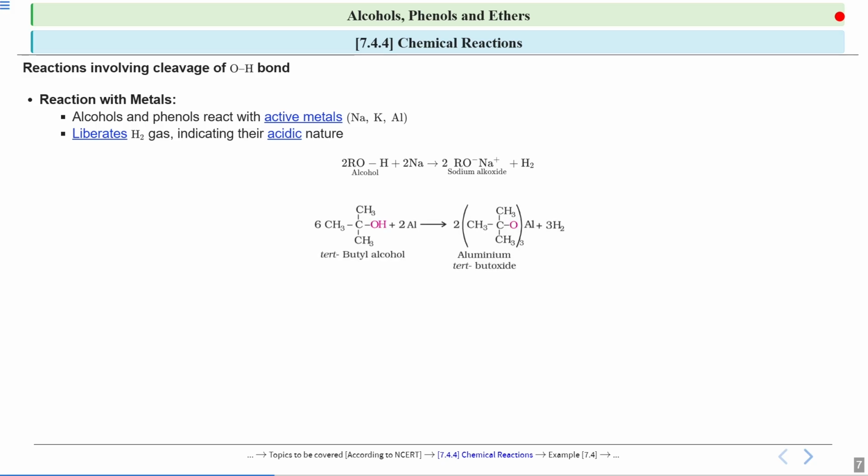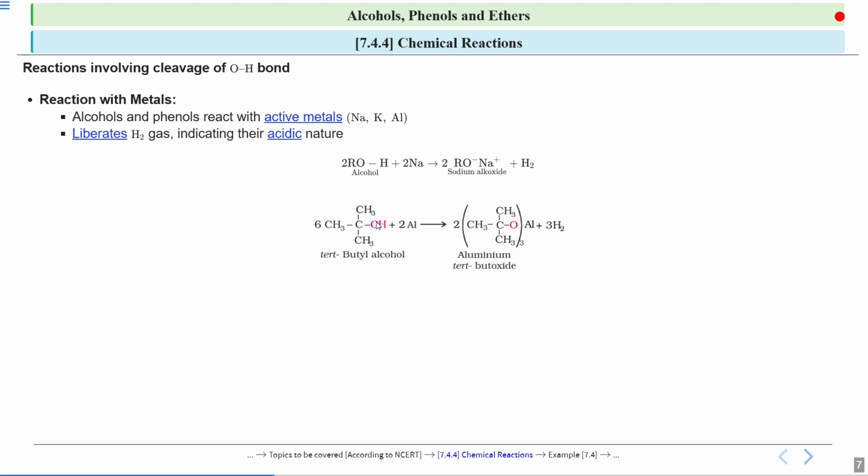Similarly, look at this. This is tertiary butyl alcohol. Why is this tertiary? Because this carbon is further connected to three other carbons. That is why this is tertiary. Okay, and this is a common name, not the IUPAC name. This is tertiary butyl alcohol because this compound contains four carbon atoms. That is why the root word is butyl, and alcohol. So this is tertiary butyl alcohol.